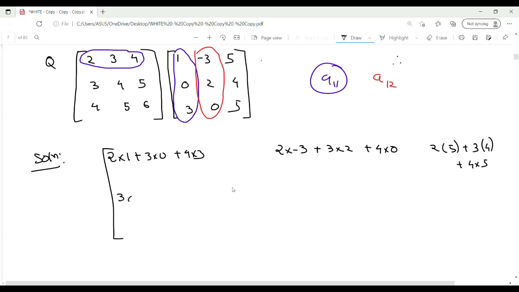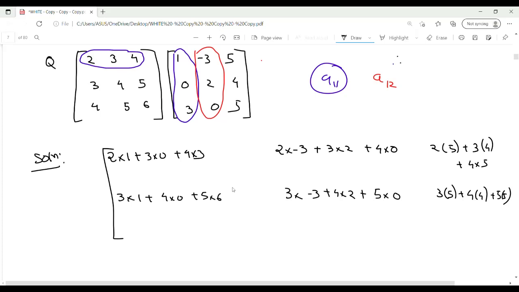Okay, so 3 into 1 plus 4 into 0 plus 5 into 6. So this row with this column. Now we will multiply this row with this column. So 3 into minus 3 plus 4 into 2 plus 5 into 0, and next 3 into 5 plus 4 into 4 plus 5 into 5. Okay, I hope you can see this.